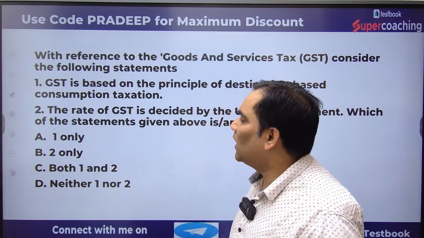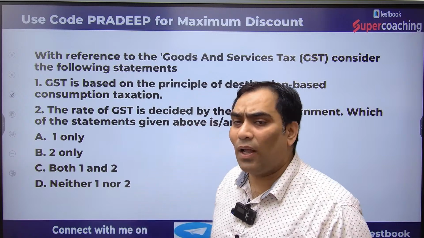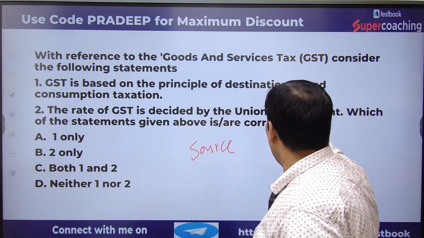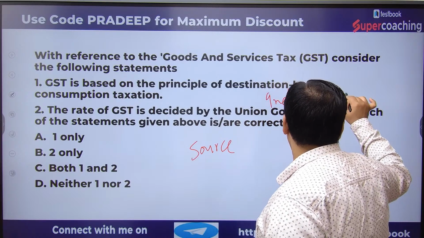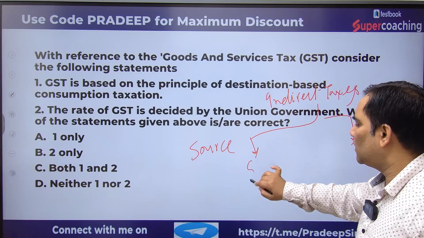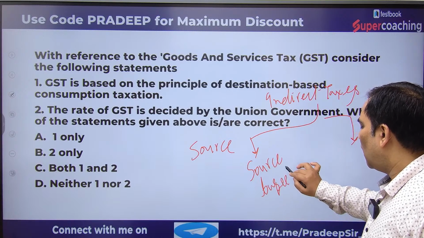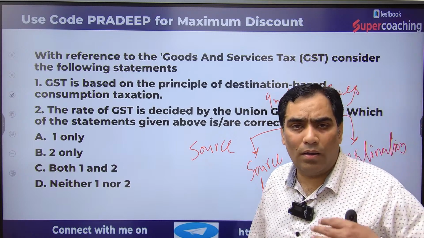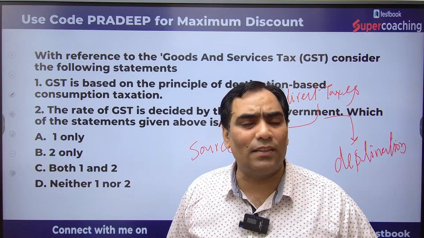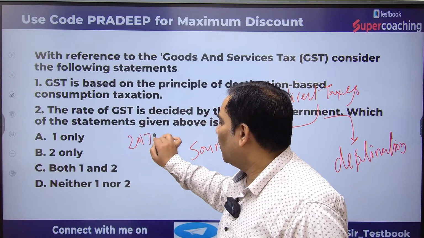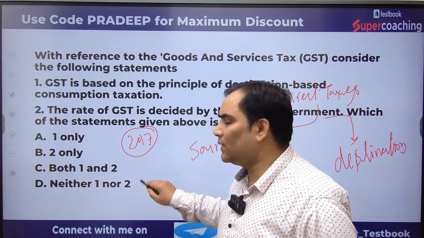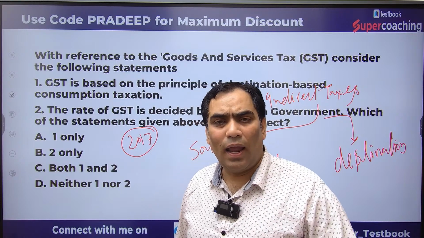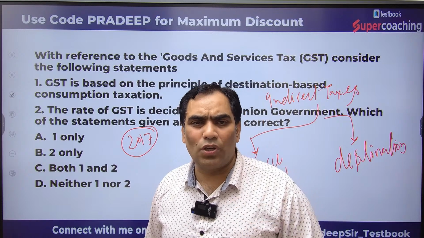Before the GST, indirect taxes were source based. Indirect taxes can be of two types: one is source based, the other is destination based. In 2017 most of the indirect taxes were subsumed under GST. Before 2017 the union government used to levy taxes on the production activity, known as excise duty, and state governments used to levy taxes on distribution, known as sale tax.